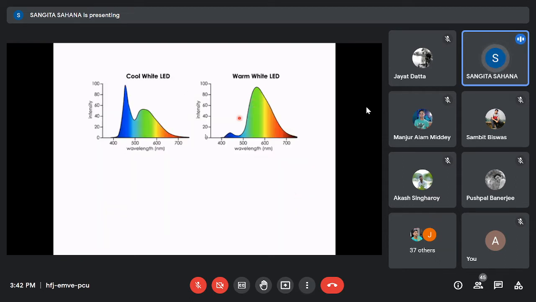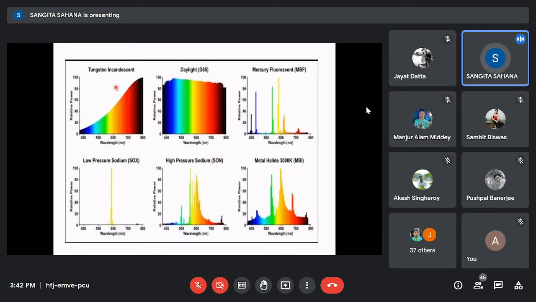Cool white, warm white LED. This may be continuous or this may be mixed, depending upon the type of the LED or the type of light generation. But for the thermal radiator, like incandescent or sun, these are all continuous spectrum. Okay.